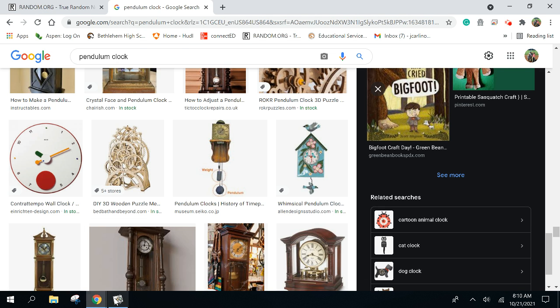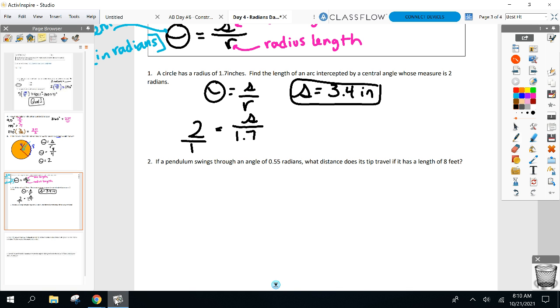So, all right. So we know what a pendulum is. It swings through an angle of 0.55 radians. Right off the bat, here's my first number. Out of the three values in theta equals S over R, what's this going to be if this is my angle? That's my theta. Can we all agree here? I like going through the problem right now and figuring out what I'm given. So there's my theta.